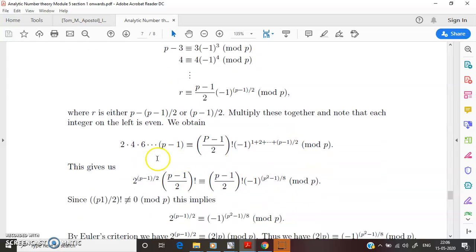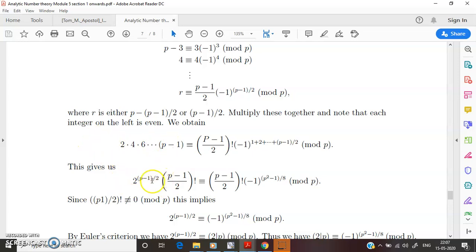Now if you take a 2 outside, 2 raised to (p minus 1)/2, what you will get is, there are (p minus 1)/2 terms here in total, so if you take 2 outside from each of these terms, you get 2 raised to (p minus 1)/2, and the remaining part will be (p minus 1)/2 factorial, because you will get 1 2 3 etc. up to (p minus 1)/2, because you are taking a 2 outside.